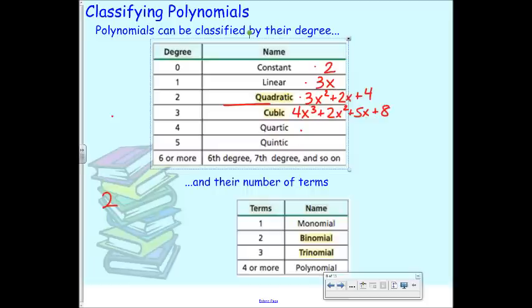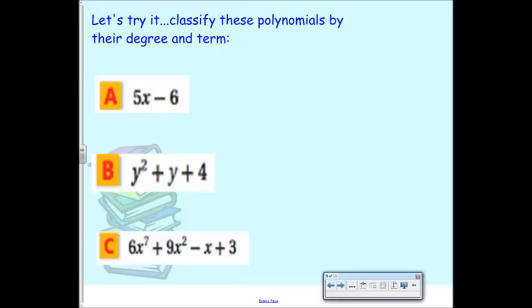There's two ways, by its degree and by its terms. So what's the degree of this one? The degree is 1, which means I call it a what? Not constant. Constant is 0. Linear. So this would be linear. And then how many terms does it have? 2. So that means it's a binomial.